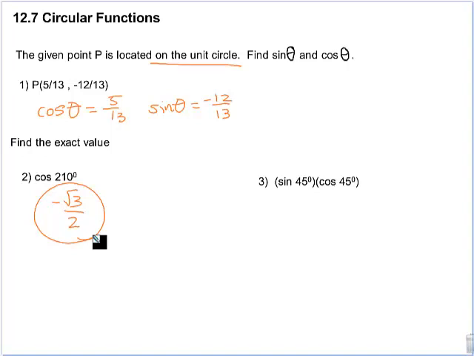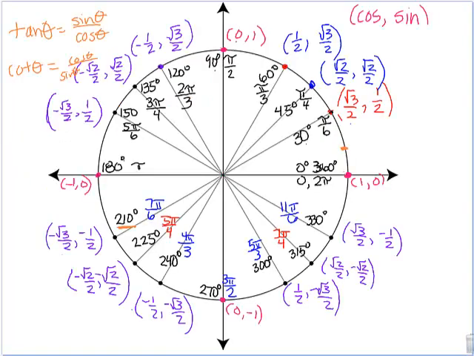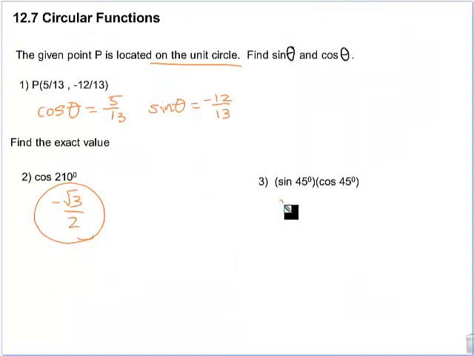We want to find the exact value of sine of 45 degrees times cosine of 45 degrees. So how do you think we would have to do this? On your unit circle, find 45 degrees, and then take a look at the point that's attached to it and what the values are for both sine and cosine. So sine of 45 is square root of 2 over 2. Cosine of 45 is square root of 2 over 2.